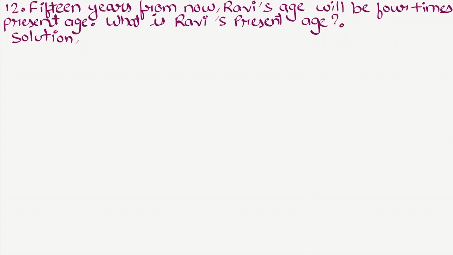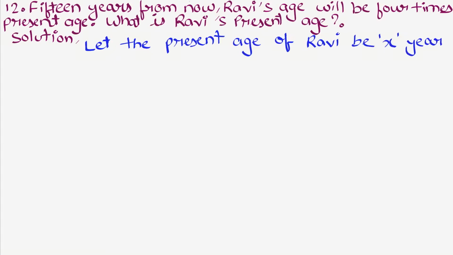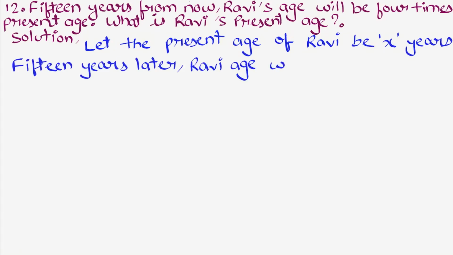Now 12th question. 15 years from now, Ravi's age will be 4 times his present age. What is Ravi's present age? Now in this case, they are not talking about present age, they are talking about the age after 15 years. In order to find the age of Ravi after 15 years, we need to know his present age. So let the present age of Ravi be X. Therefore, 15 years later, Ravi's age will be X plus 15 years.